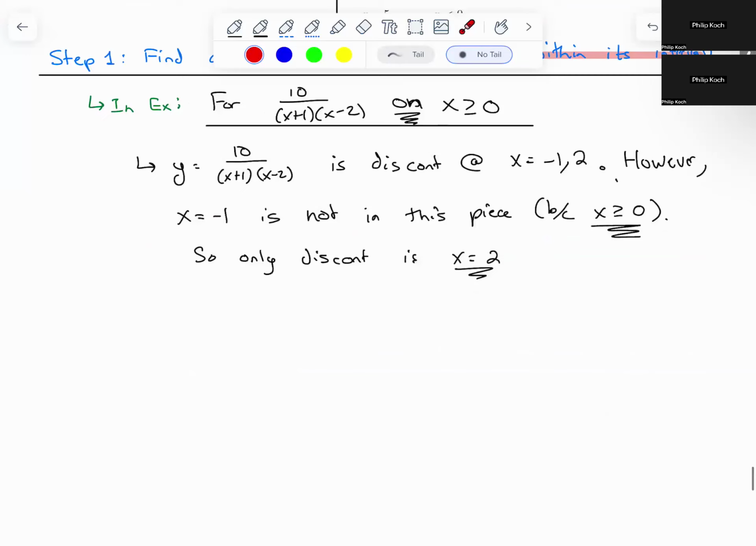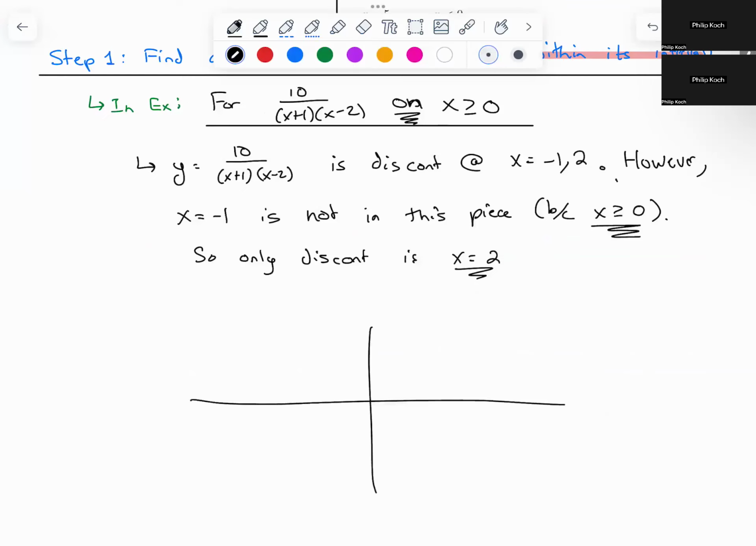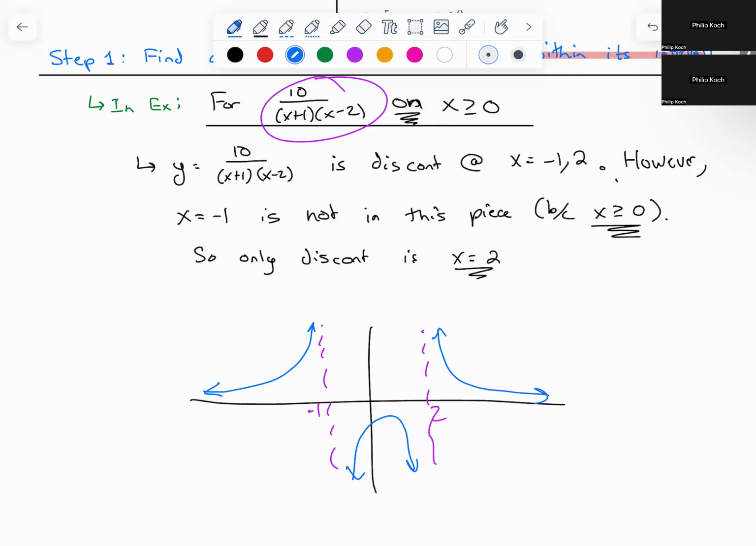Graph-wise, this function would look like this. With negative 1 and 2 marked, before negative 1 it's negative times negative, which makes it positive, so it would look like this. In between, it would be negative, so it would look like this. And then it would look like this. That's the full graph of y equals 10 over (x plus 1)(x minus 2). Please don't write this down. This is just for observational sake.